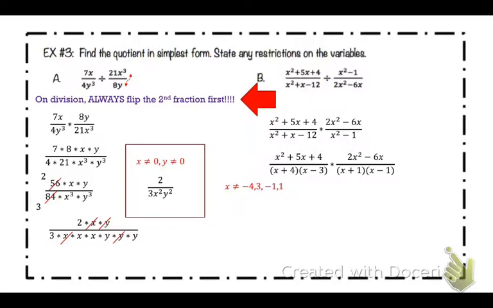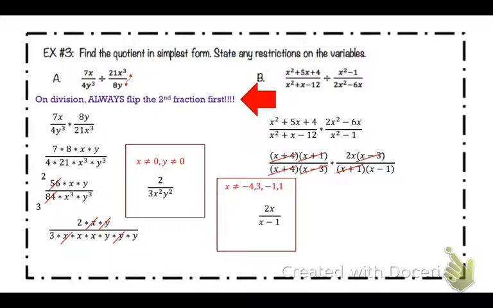Then I'm going to go through and I'm going to factor the top of this. So x squared plus 5x plus 4 factors to x plus 4, x minus 1. 2x squared minus 6x, you can pull out the 2x and you're left with x minus 3. And now we're just going to cancel things that can cancel. So x plus 4 over x plus 4 cancels. X plus 1 over x plus 1 cancels. 2x cannot cancel. X minus 3's cancel. So you're left with 2x over x minus 1. And that is your final answer there.